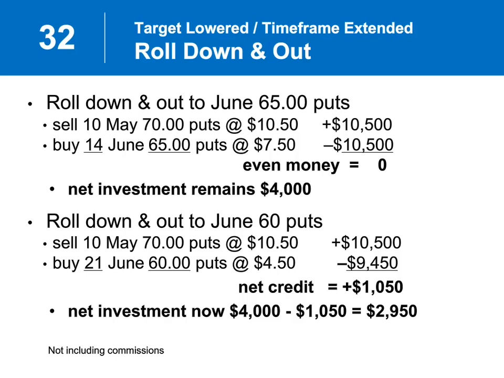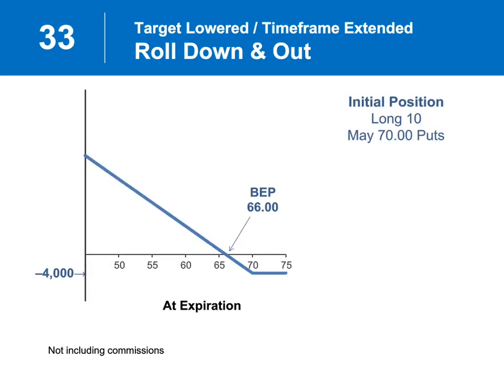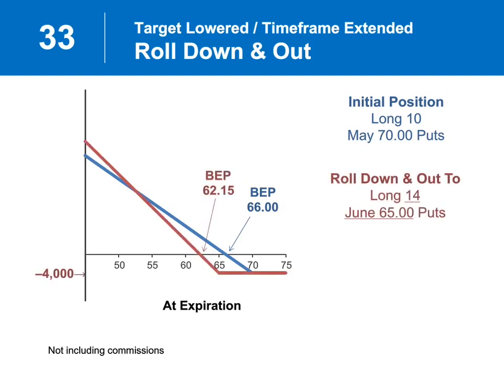So again, the original position, we know our break-even point was the 66 level, which was the 70 strike less the $4 we paid for those puts. Rolling down to the 14 June 65 puts will get us a break-even of 62.15. And again, that calculation is the $4,000 divided by 14 divided by 100. And the new strike is 65, so we subtract that number from 65, gets us to that 62.15 break-even point.